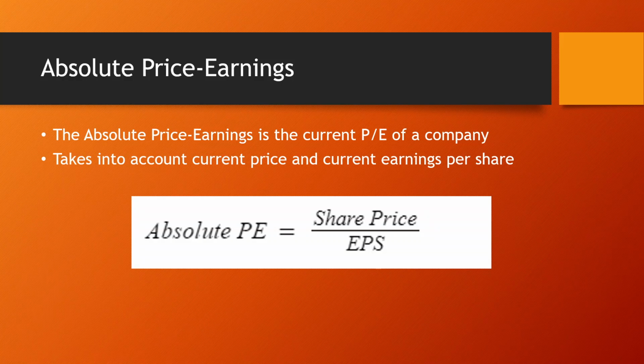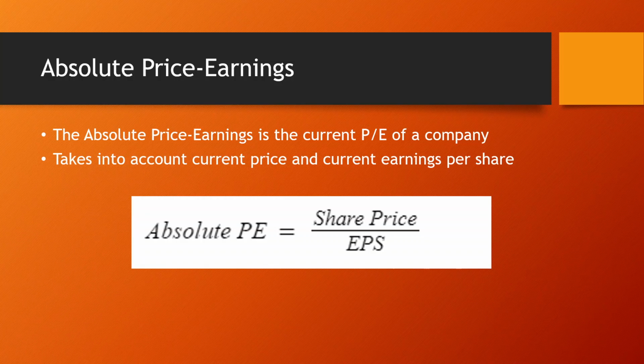And so now I want to talk about the last two types of PE ratio. And it's really only one more type of PE ratio because, as you'll see in this slide, the absolute price to earnings ratio is literally just the basic price to earnings ratio. It is just the current PE of a company at a certain point in time. It takes into account the current price and the current earnings per share of that company. That's it. There's really nothing different.